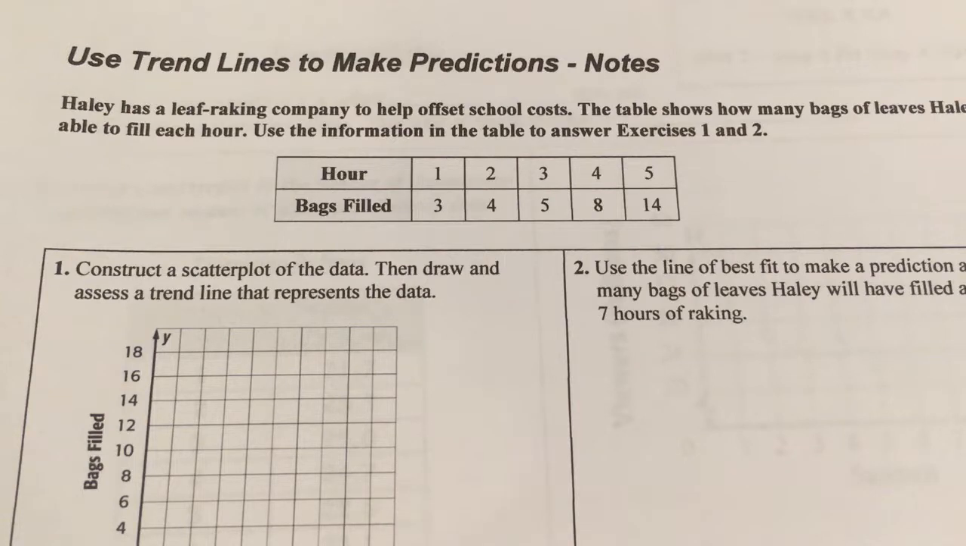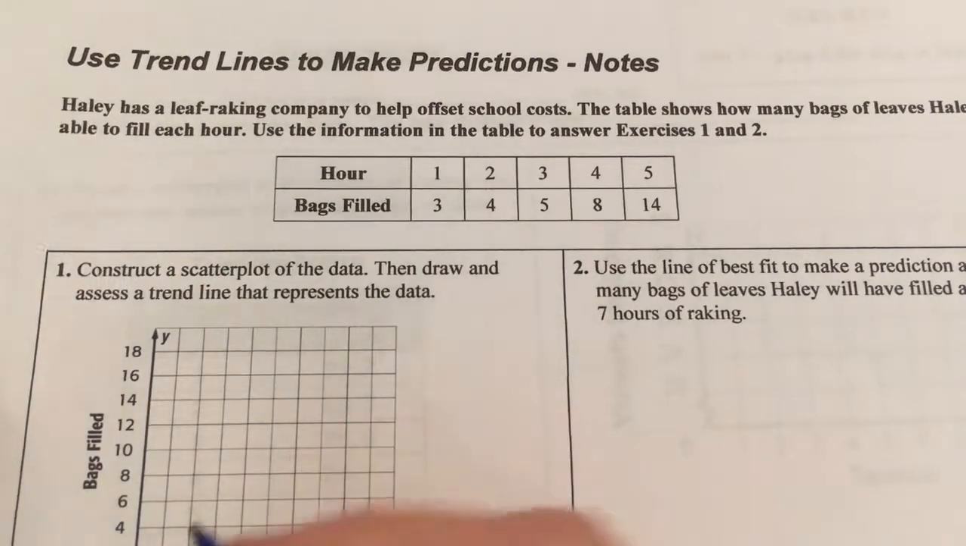A trend line can also be called a line of best fit, and you'll see those terms used interchangeably. All right, so let's just look at an example. It says Haley has a leaf raking company to help offset school costs. The table shows how many bags of leaves Haley was able to fill each hour. Use the information in the table to answer exercises 1 and 2. Number 1, construct a scatter plot of the data, then draw and assess a trend line that represents the data.